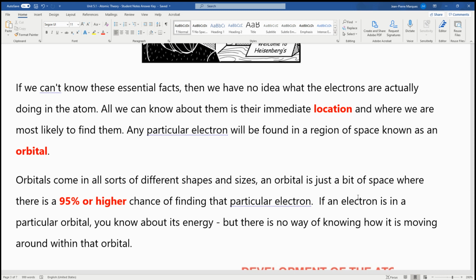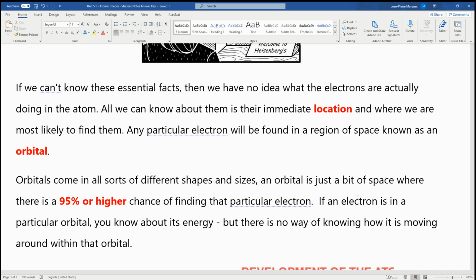An orbital is defined simply as any area of space around the nucleus where you have a 95% or higher chance of finding an electron at any given time. So basically, an orbital is just an area of high probability of finding an electron. And again, as I mentioned, if an electron is in a particular orbital, you can know about its energy relative to where it is close to the nucleus, because remember we said the closer you are to the nucleus, the lower energy you have.